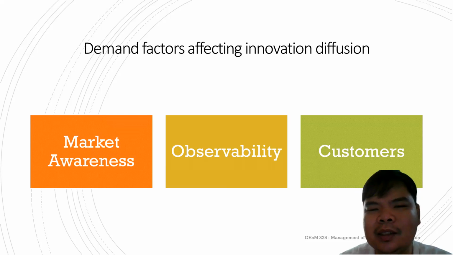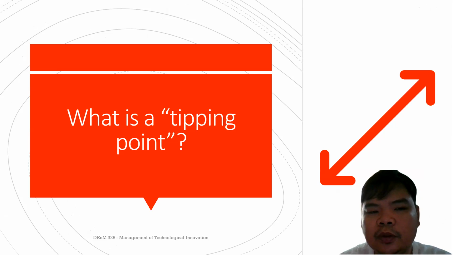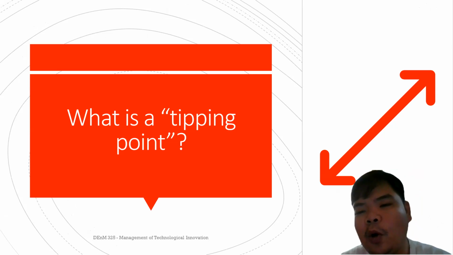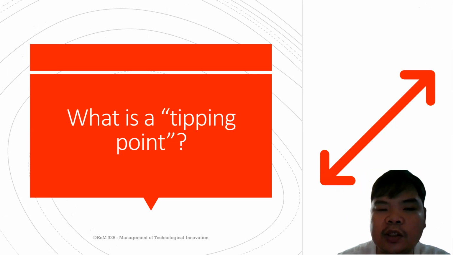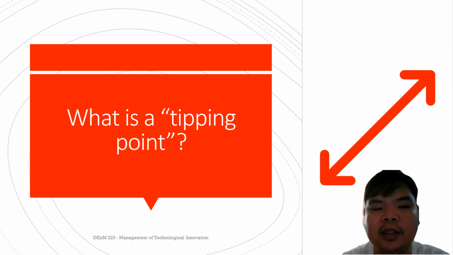So now, what is a tipping point? A tipping point is the point in time at which some new technology is going to become mainstream. With innovation diffusion, demand tends not to increase steadily. Often there is a slow process of adoption, then a tipping point when demand suddenly takes off or even declines.